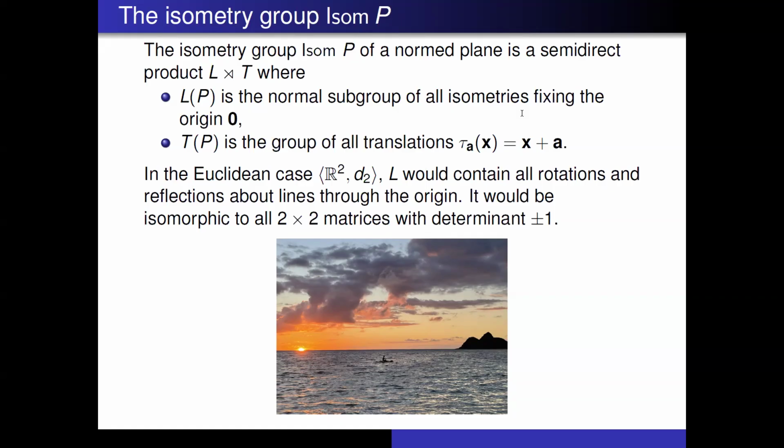Okay, so for the standard plane, that's what they would be. But for any plane, you still have the semi-direct product. Okay, again, semi-direct product just means that the join is all isometries. Every isometry can be written as a product of a translation and a rotational reflection.